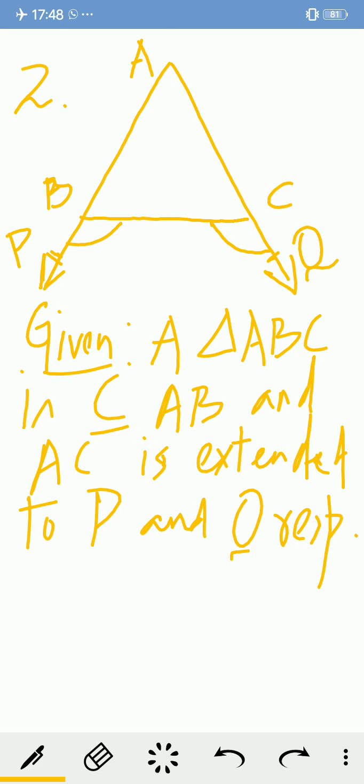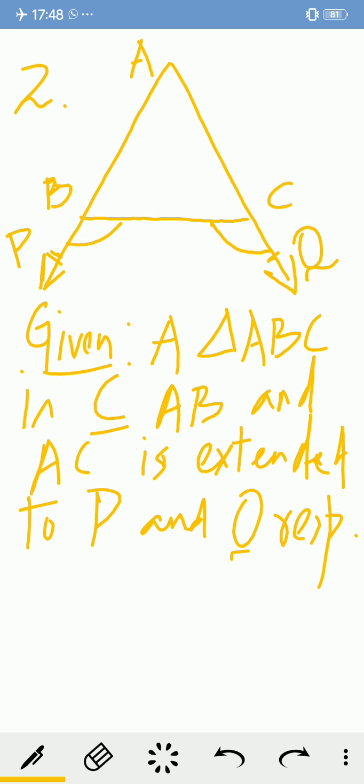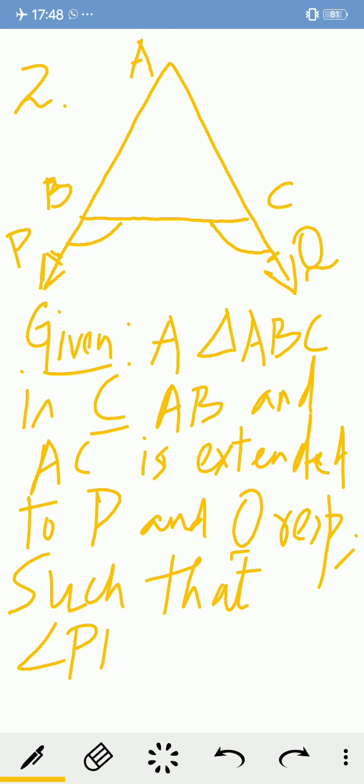So I can write in given: a triangle ABC in which AB and AC are extended to P and Q respectively, such that angle PBC is less than angle QCB. Angle PBC is less than angle QCB. That is your given.